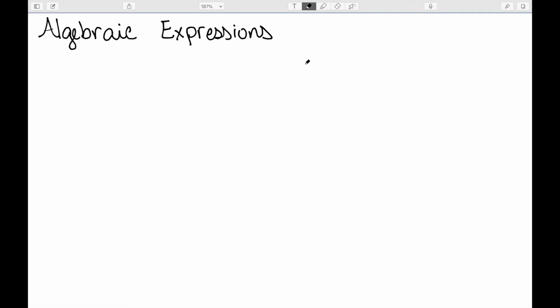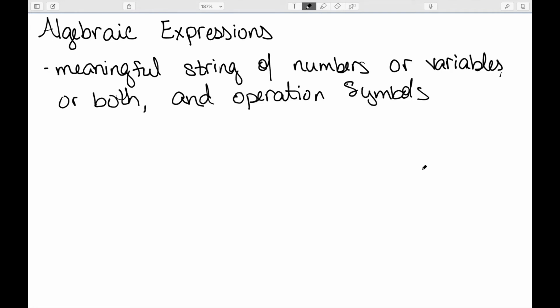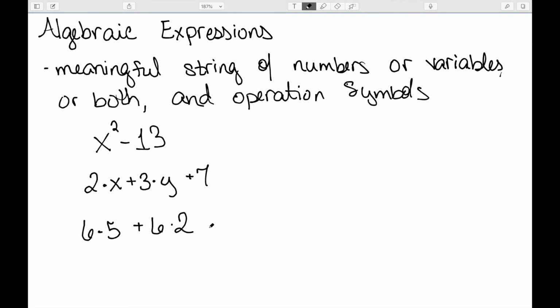Now that we have the idea of a variable, let's define an algebraic expression. An algebraic expression is a meaningful string of numbers or variables, or both, and operation symbols. These can include addition, subtraction, multiplication, division, and exponents, but not equals. Here are a few examples of algebraic expressions. I have x squared minus 13, 2 times x plus 3 times y plus 7, or 6 times 5 plus 6 times 2. And a lot of times we abbreviate these.